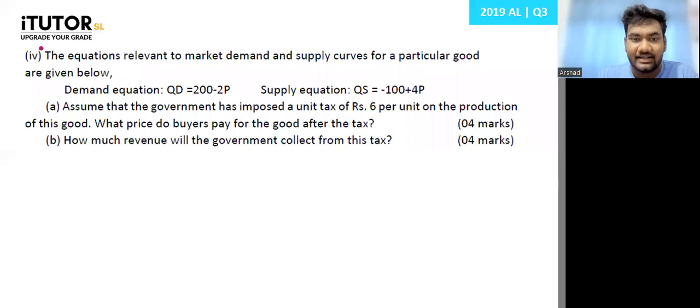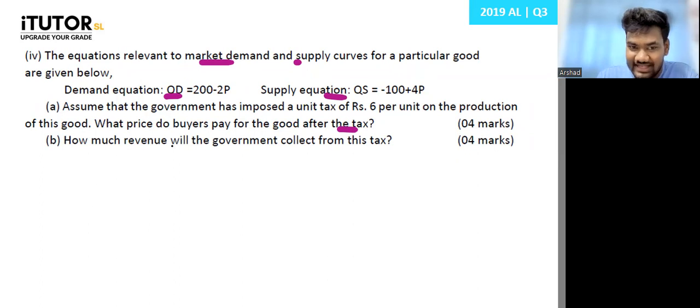Okay, right. So this one is easy, guys. These are simple tax questions. The equations relevant to the market demand and supply curve for a particular good are given below. QD is given, QS is given. Assume the government has imposed a tax of 6 rupees per unit of this good. What price do buyers pay for the good after the tax? Now, the price buyers pay for the good after the tax means the equilibrium price.